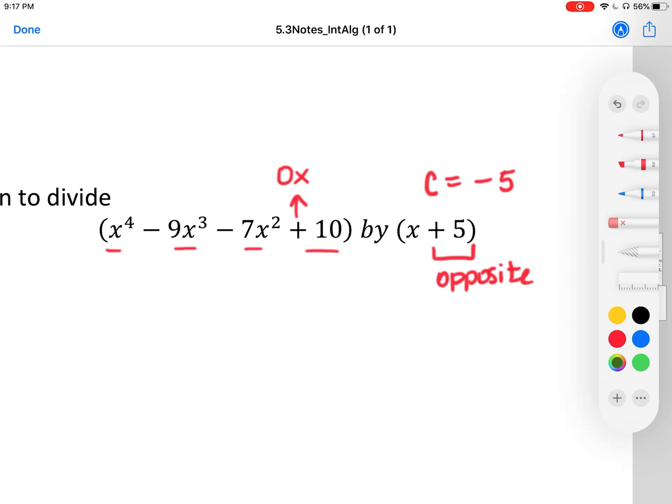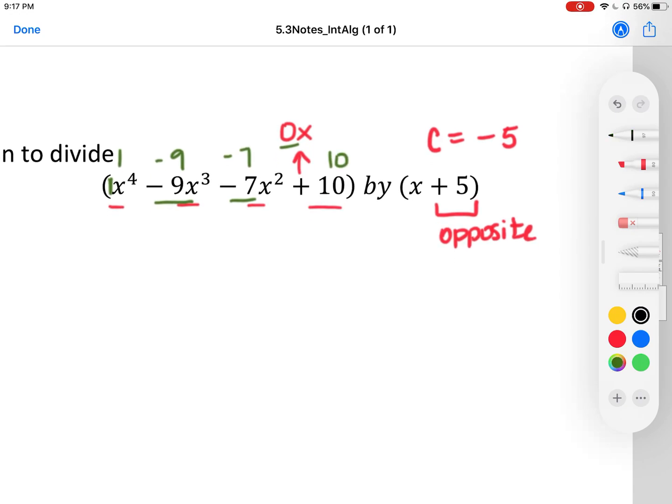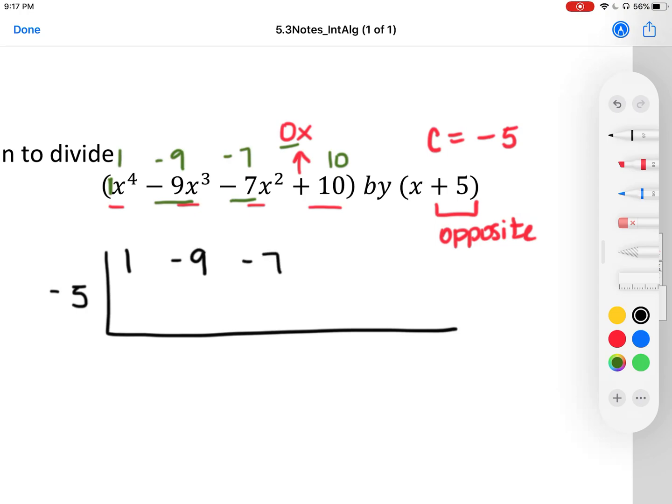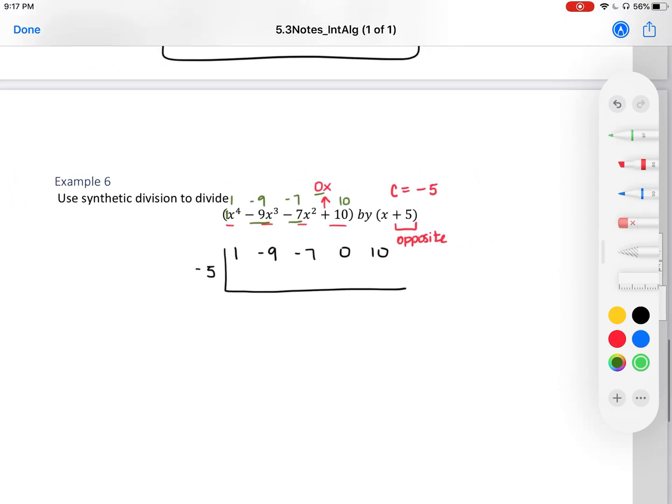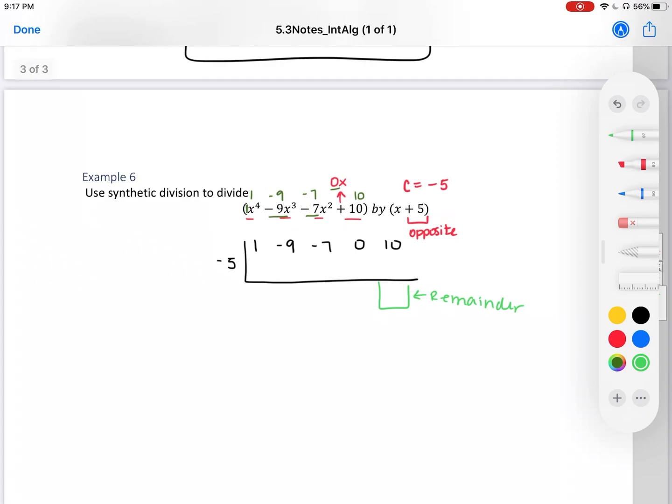So now let's look at the coefficients because we want to work with our coefficients. We're going to work with a 1, a -9, a -7, a 0, and a 10. So for our synthetic division, we're going to set it up by dividing with a -5, and our numbers are 1, -9, -7, 0, and 10. Now you want to remember, this last number is always your remainder. In our last case, it divided evenly, so our remainder was 0.